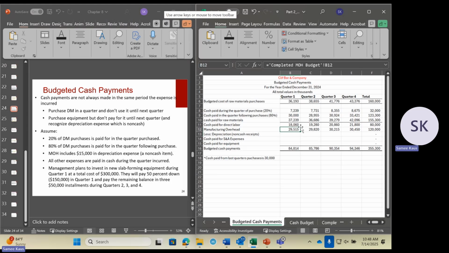So I have included 15 million of depreciation in this, but I didn't actually pay cash for it. So I need to back that out. I'm going to remove this $15,000 in depreciation per quarter because, again, it doesn't represent an actual cash flow. And here I'm trying to understand my budgeted cash payments, and there was no payment made for this.